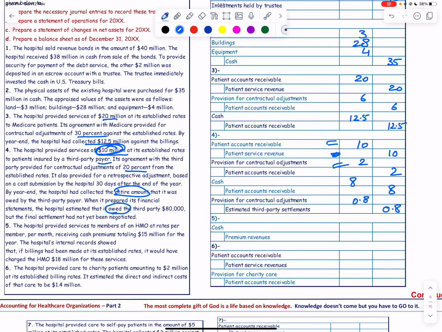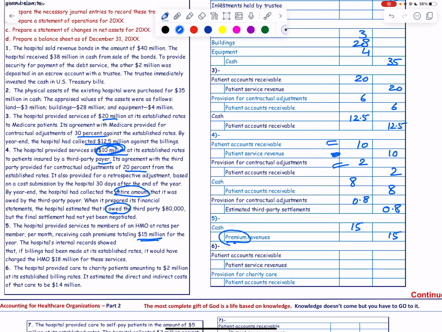The hospital provided services to members of an HMO at rates per member per month, receiving cash premiums totaling 15 million. So cash is debited by 15 million, and this is a premium revenue. So we are going to record this as a premium revenue.